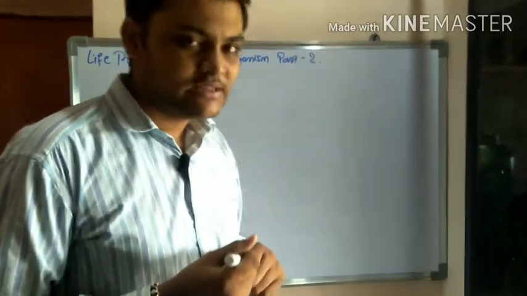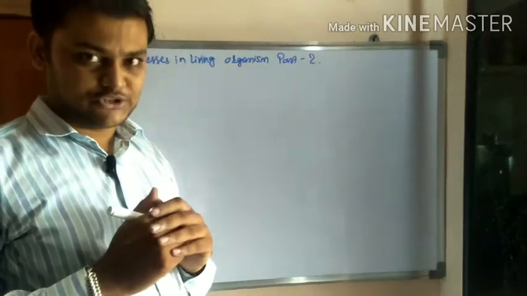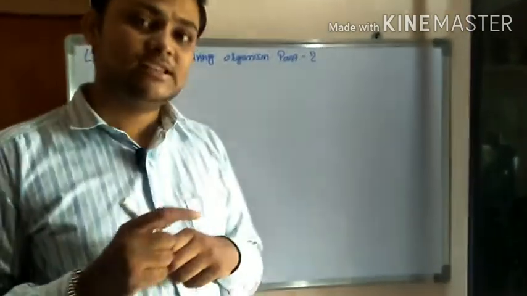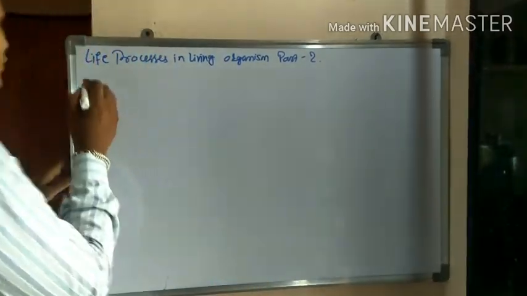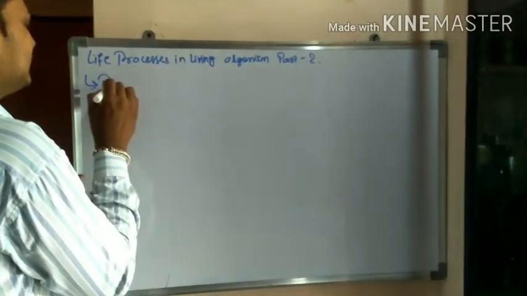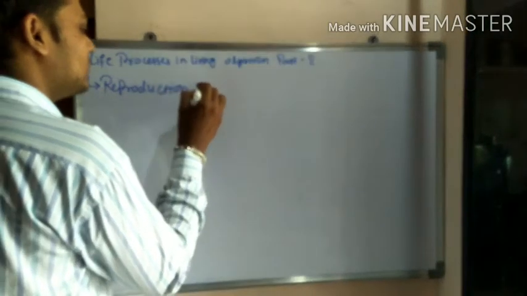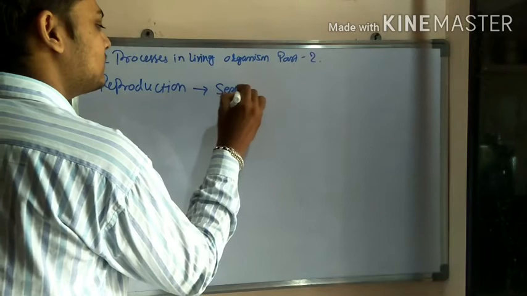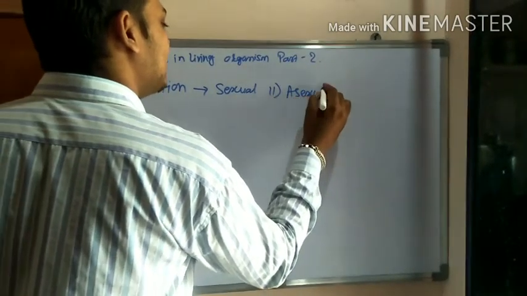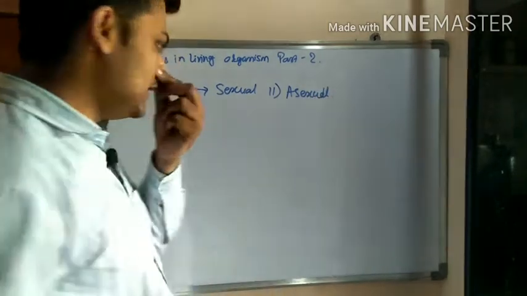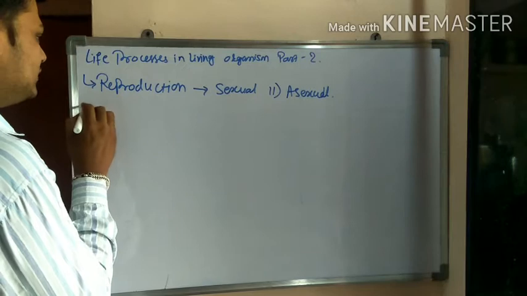So today we are going to discuss the types of reproduction. Previously in the video we saw that there are two types of reproduction, asexual and sexual reproduction. So today we are going to discuss asexual reproduction.